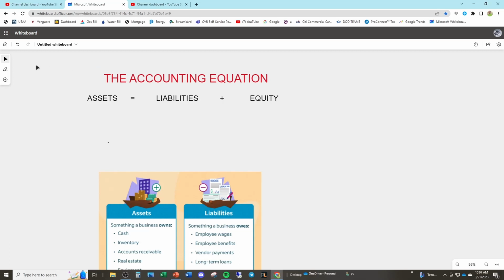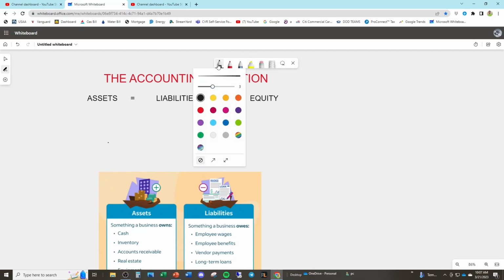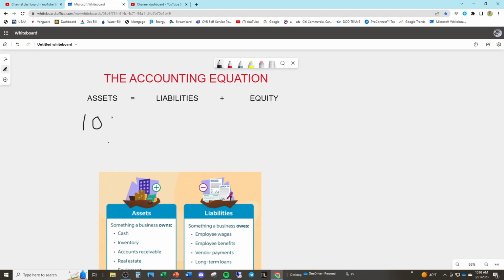So how does this all work out? How does this shake out in the real world? Well, as an example, let's go ahead and do some math, which is always the best thing, right? So let's say that we have $100 in assets in a business, and this could just be cash, it could be inventory, it could be anything. Well, what could we possibly have? What various permutations of liabilities and equity could we have?